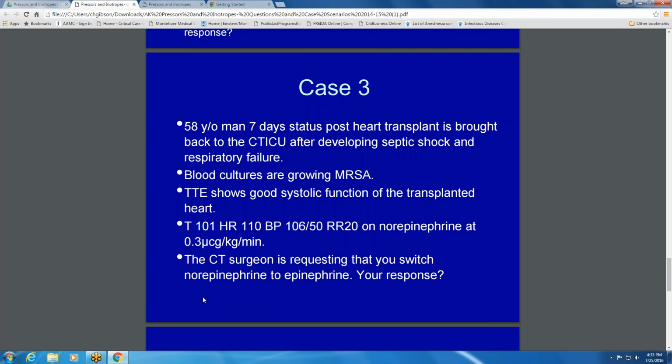But I like using it as a second-line pressor. I don't have a problem with it, and SCCM recommends using it as a second-line pressor before vasopressin or phenylephrine. It's just norepi then epinephrine is their recommendation. So in a case like this, I wouldn't go crazy. I would just add a little bit of low-dose epi and bring that number down.